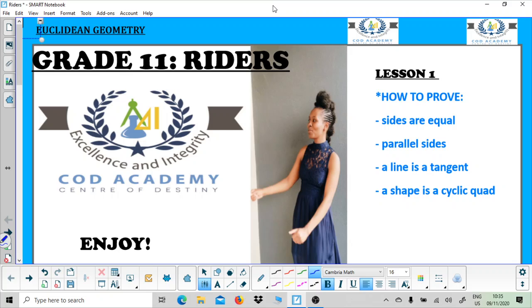So we will be talking about how to prove that sides are equal, or maybe if you have parallel sides, that they prove that those two sides will be parallel. And a very important one is how to prove that a line is a tangent, as well as how to prove that a shape is a cyclic quadrilateral. So let's jump right into the content and see what it is that we have in here.